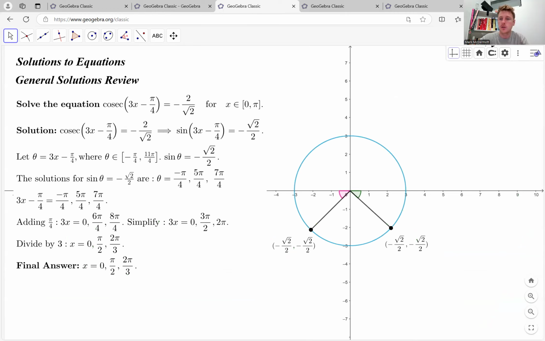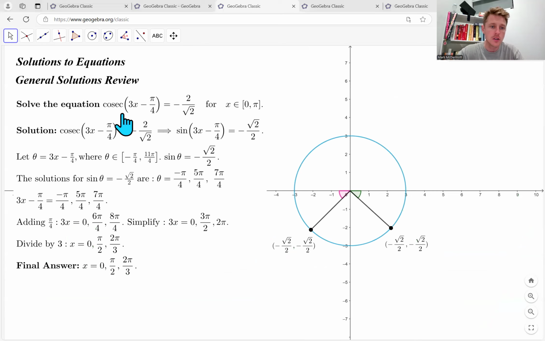So you might get given a question that says something like, solve the equation cosecant of 3x minus pi on 4 equals negative 2 on root 2 for x between 0 and pi. So in this example, we've now got a reciprocal circular function. And hopefully you can recall from previous videos that cosecant is 1 over the sine.